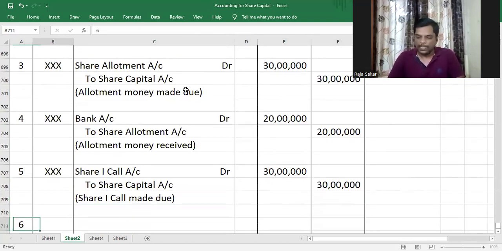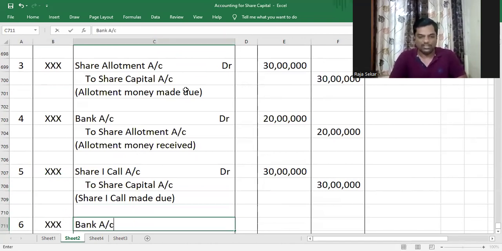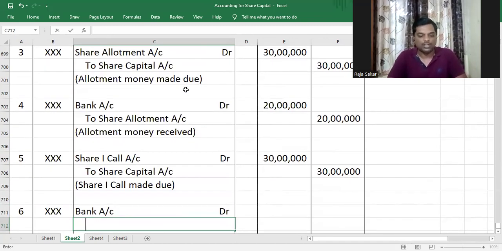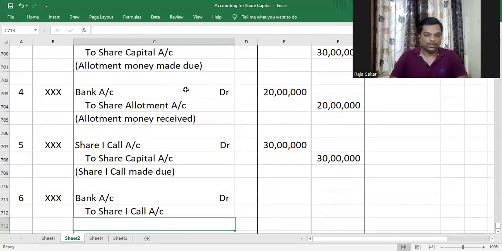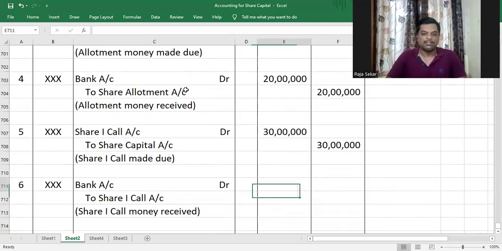So that's done. And the next thing that we got to do is receive first call money, as there are no calls in advance or calls in arrears. And as the pro rata allotment excess application money got adjusted against allotment itself completely, there is nothing to carry forward against calls. This entry is very straightforward. You just receive the entire amount that you made due. So share first call money received. And that will be how much, my dear children? It will be 30 lakhs.